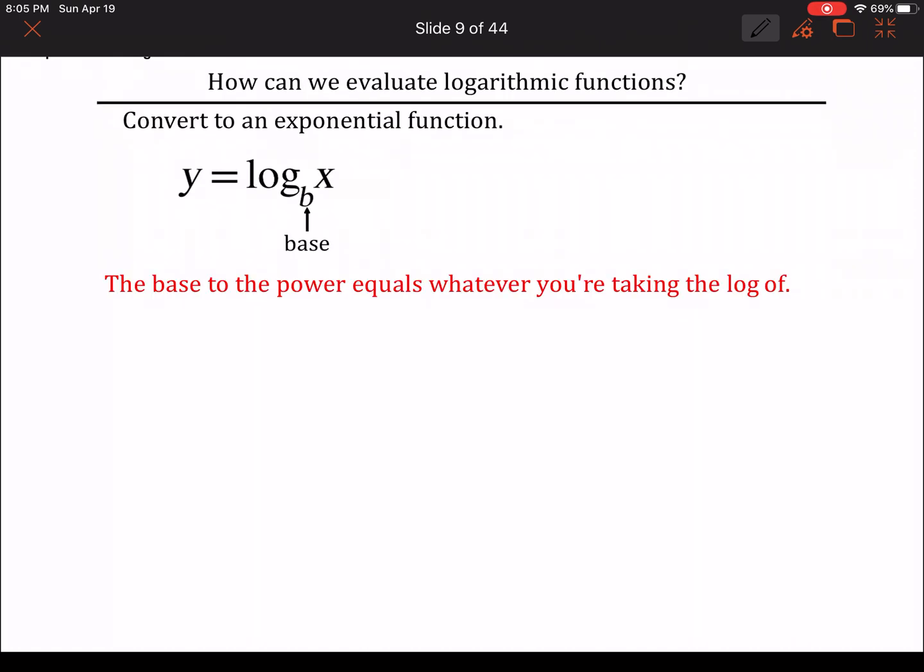So we can take a log and turn it into an exponential. The base to the power equals whatever you're taking the log of. If we were in class, I would have you write this on a note card. So maybe that's a good idea, even for you to do anyway, or make note of it, so when you do a quiz at the end of the week, you can have it just jotted down for you.